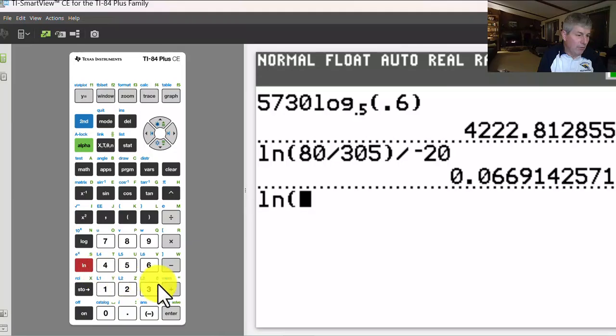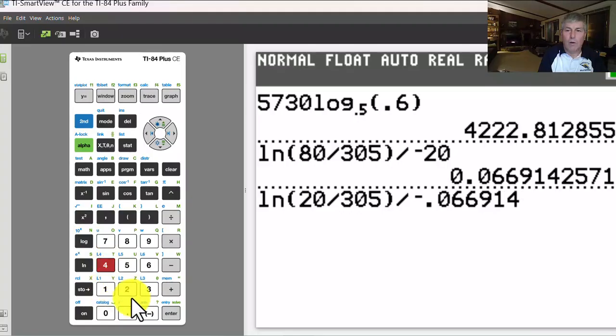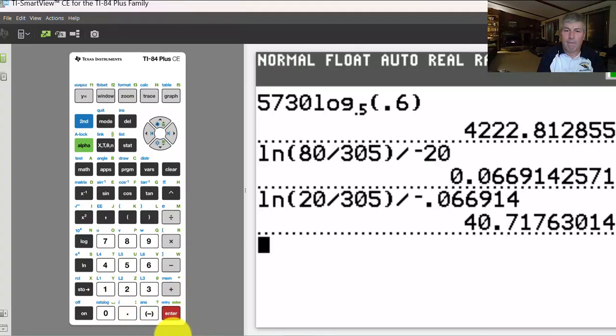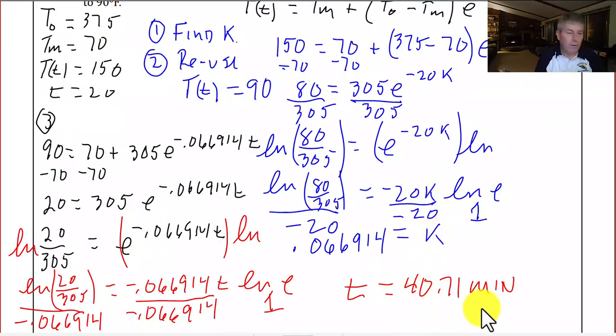So the natural log of 20 divided by 305, all divided by negative 0.066914. And we get 40.71. So 40.71 minutes. So it'll take almost 41 minutes for our brownies to cool to 90 degrees.